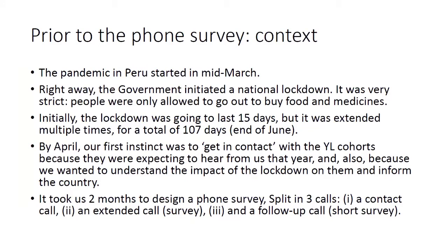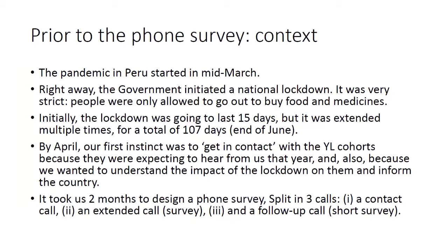In the case of Peru, the first COVID case happened in March, and by mid-March the government decided to start a national lockdown that was initially meant to last only 15 days, but it was extended multiple times, all the way up to 107 days. It was a very tough lockdown. You were only able to go out to buy food and medicines, and obviously to work for those in the essential sector. But most people in practice had to stay at home.